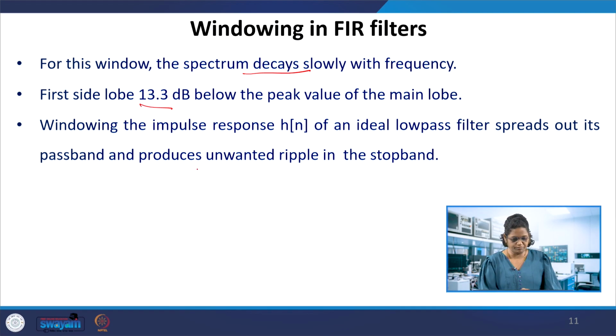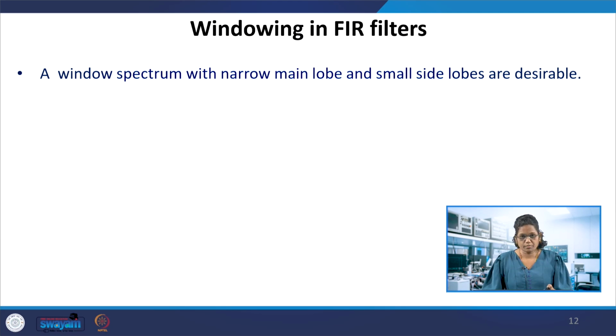It can spread out the passband and produce unwanted ripple in the stop band, due to the windowing. So let's discuss this point during the design also, and how this is going to affect the design. In the case of a window spectrum, a narrow main lobe and small side lobes are desirable. A narrow main lobe means we do not want the main lobe to be wider, and small side lobes are desirable.